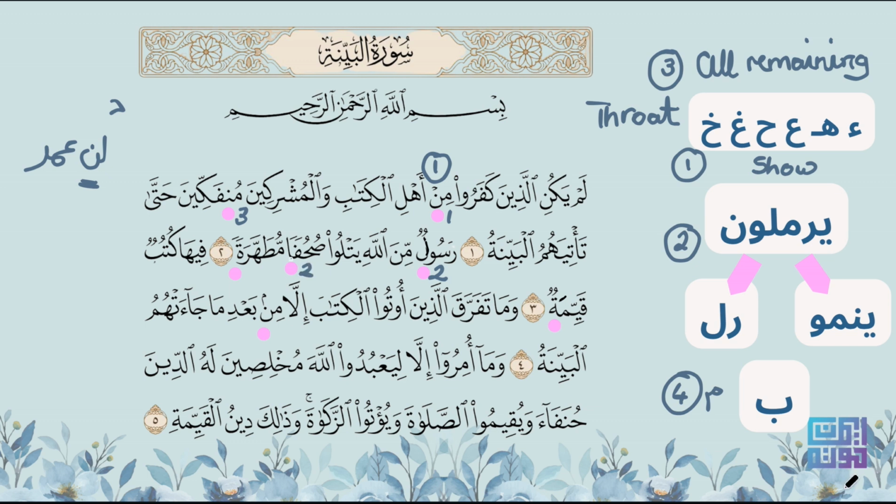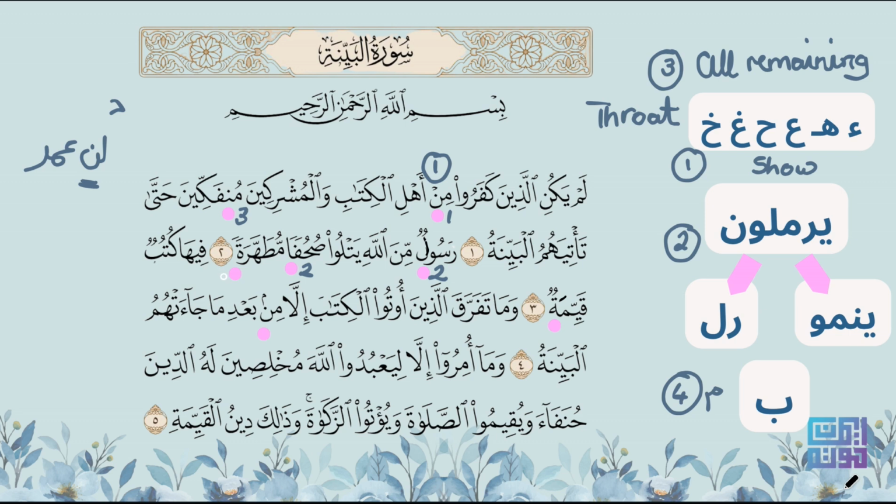Suhufan mutahharah. Suhufan. Same thing, 2 counts for the ghunna, and this is idgham. What if I continue? Mutahharatan fiha. So this is tanween, after it a fa.